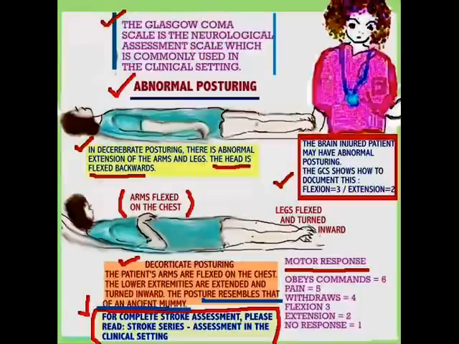Now, the brain-injured patient having abnormal posturing on the Glasgow Coma Scale neurological assessment tool is more than likely to be flexion 3, extension 2. And the part of the Glasgow Coma Scale that you would work on would be called motor response. Never do you get no response being 0. 1 is as low as you can go.